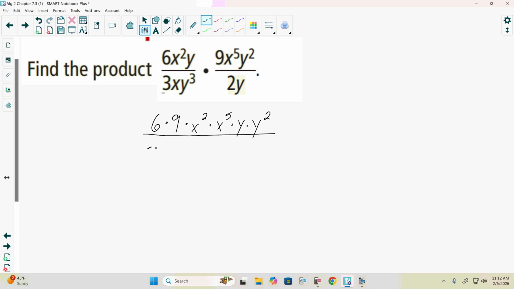On bottom, we have our 3 and 2. So we'll have 3 times 2. We still have 1x. And we're going to multiply y to the third times y. We're going to be multiplying these together. And then we can simplify.